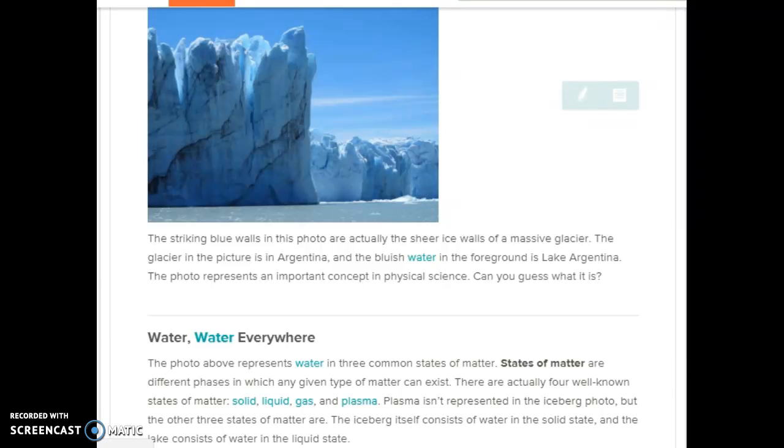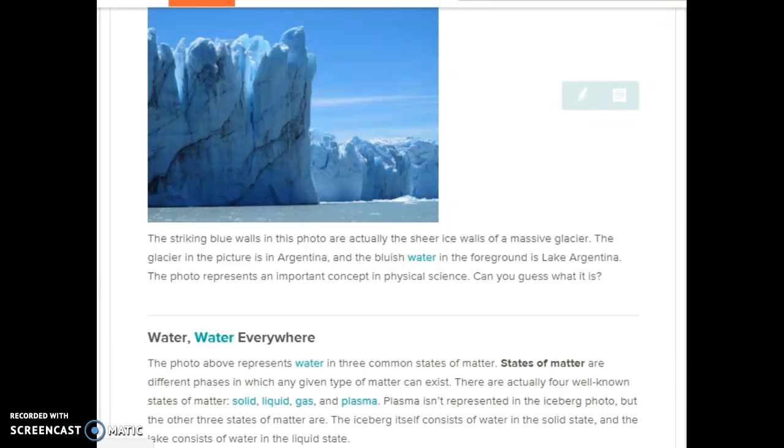Water, water everywhere. The photo above represents water in three common states of matter. States of matter are different phases in which any given type of matter can exist. There are actually four well-known states of matter: solid, liquid, gas, and plasma.